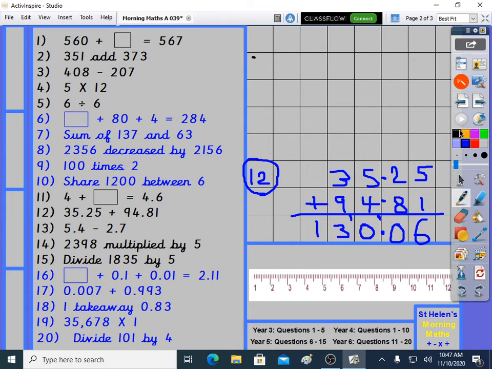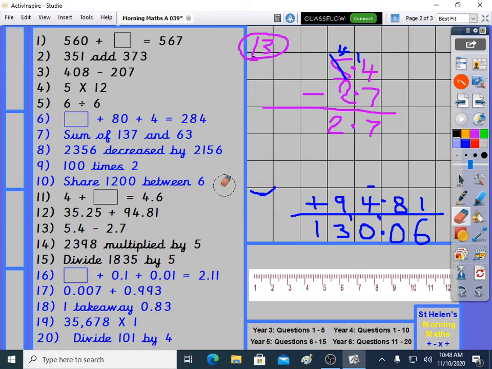Question 13. Purple this time. 5.4 minus 2.7. Well, this will be 2.7, because 2.7 is half of 5.4. Let's check that with the method. See, just because you can find the answer straight away, don't just write the answer down. Still do the workings. See, I still did the workings, didn't I?